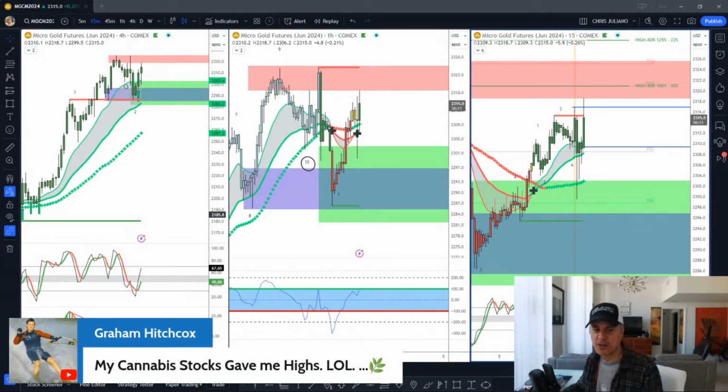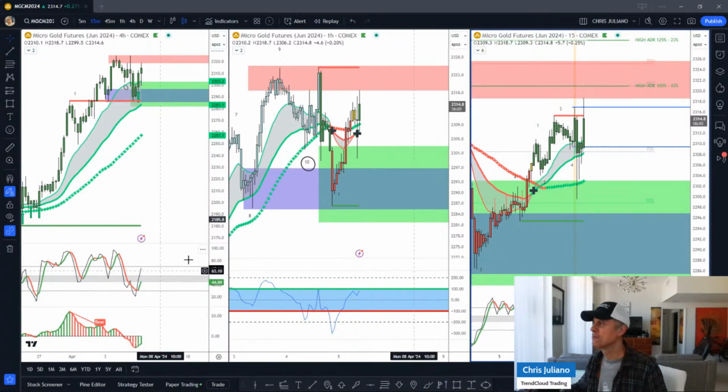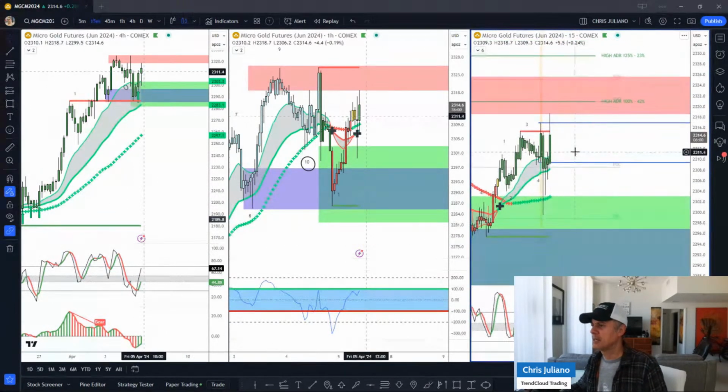Graham is doing well in his cannabis stocks, giving him highs. Money in the bank. That's awesome, guys. That's great. Fantastic. It's all about those small base hits, right?